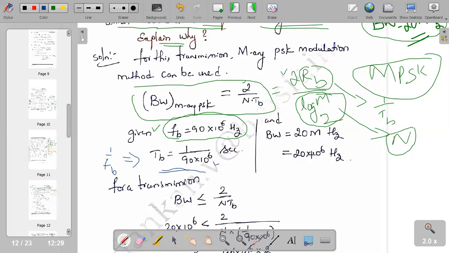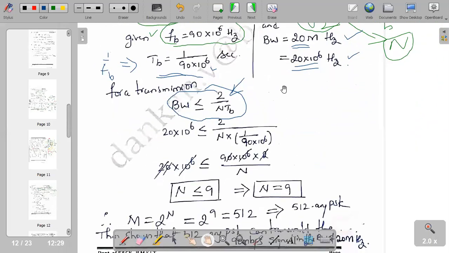And what is the bandwidth? Here also the bandwidth is given. The bandwidth value here is 20 megahertz, which is equal to 20 into 10 power 6. Now for a given modulation technique, the bandwidth must be lesser than or equal to the actual bandwidth. Worst case, it must be equal to or lesser than that actual bandwidth. What is the actual bandwidth we have used here? It is 2 by NTB, so 2 divided by NTB.